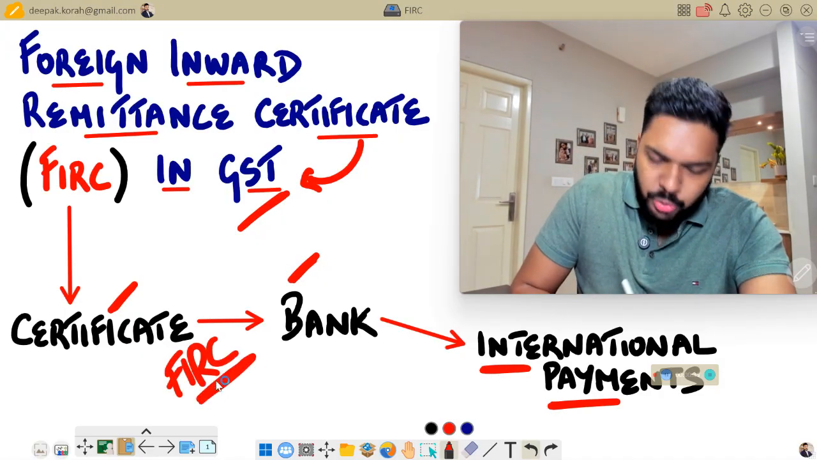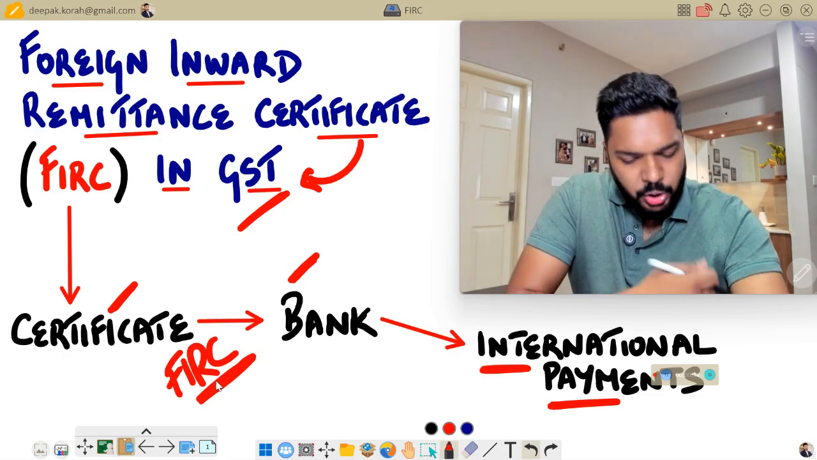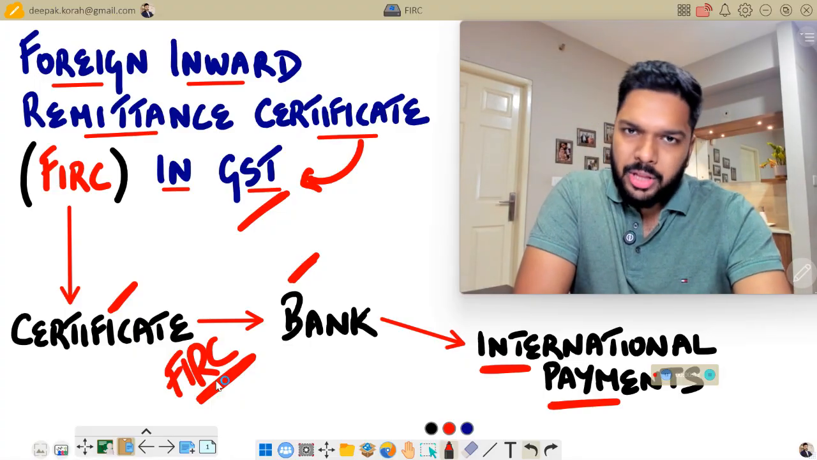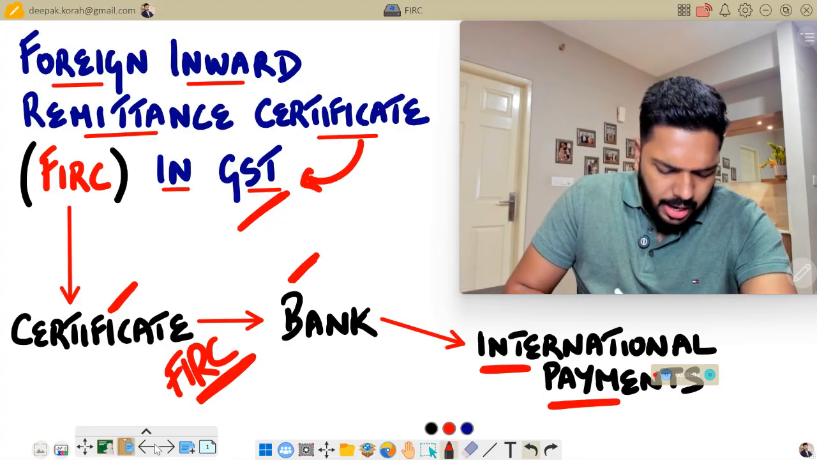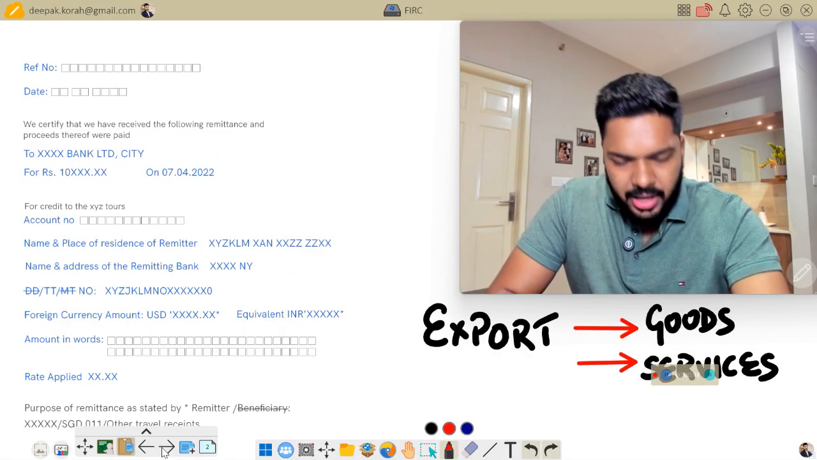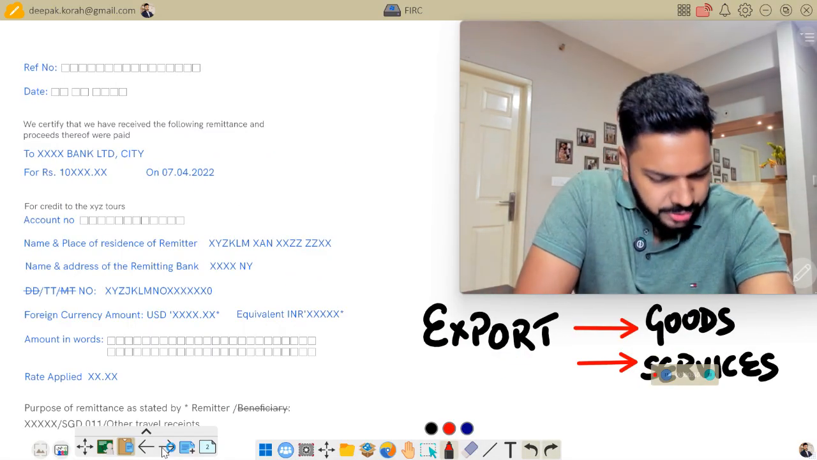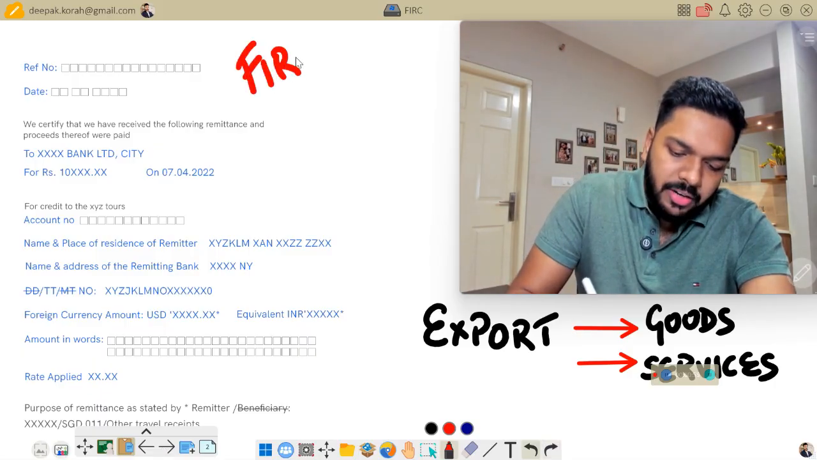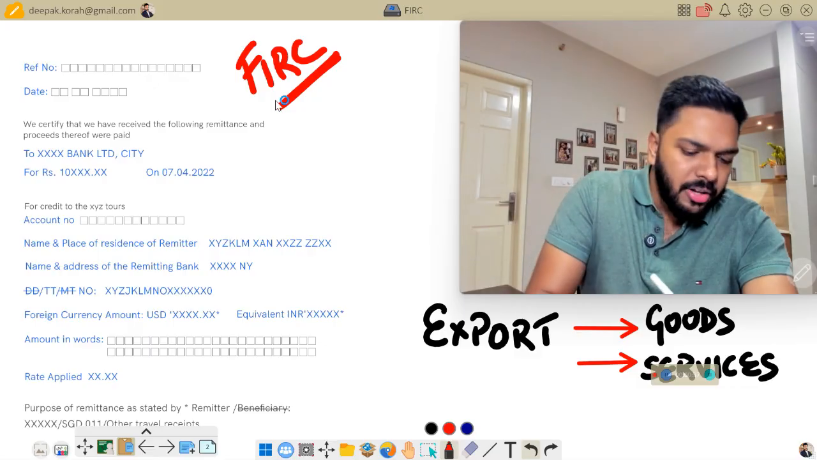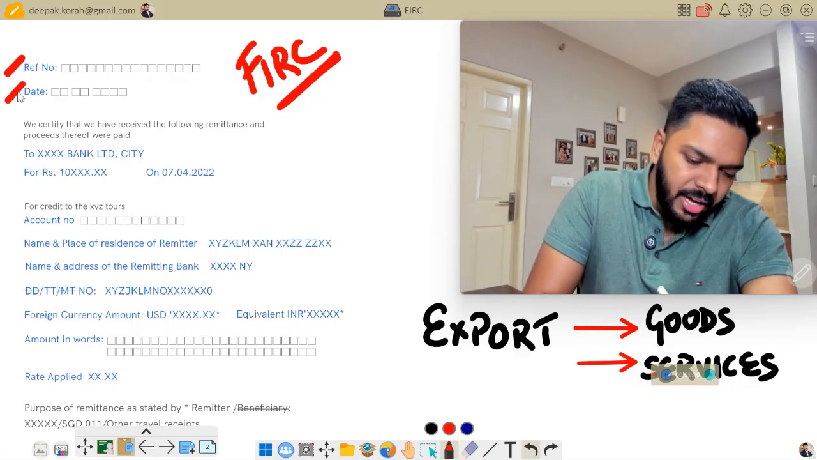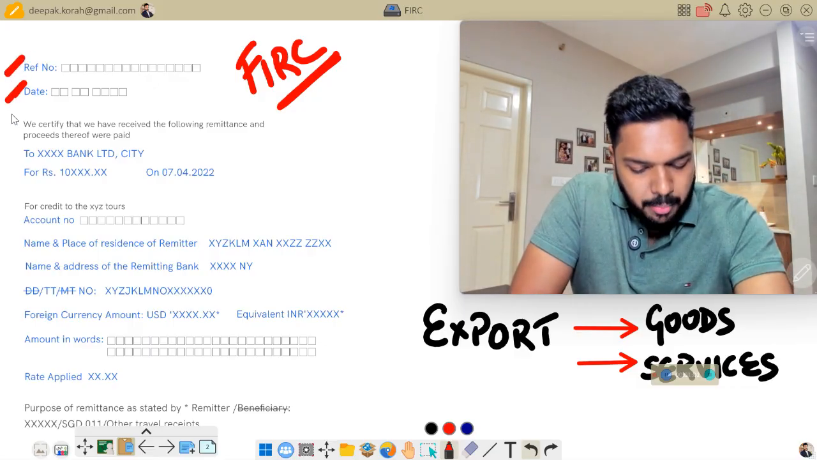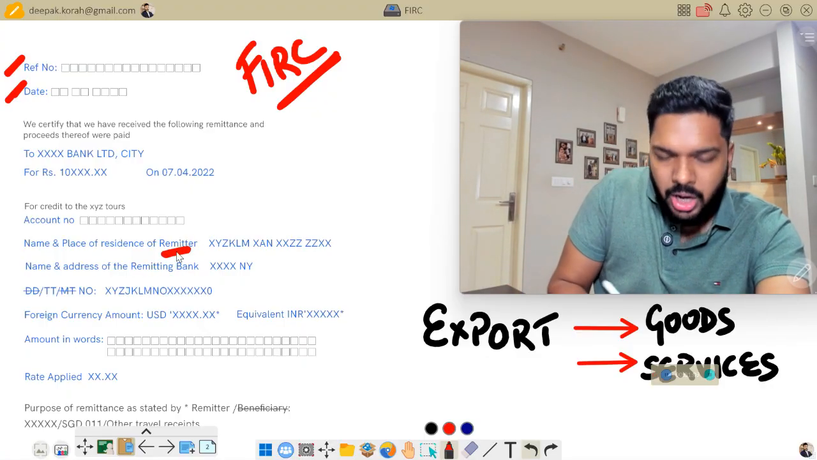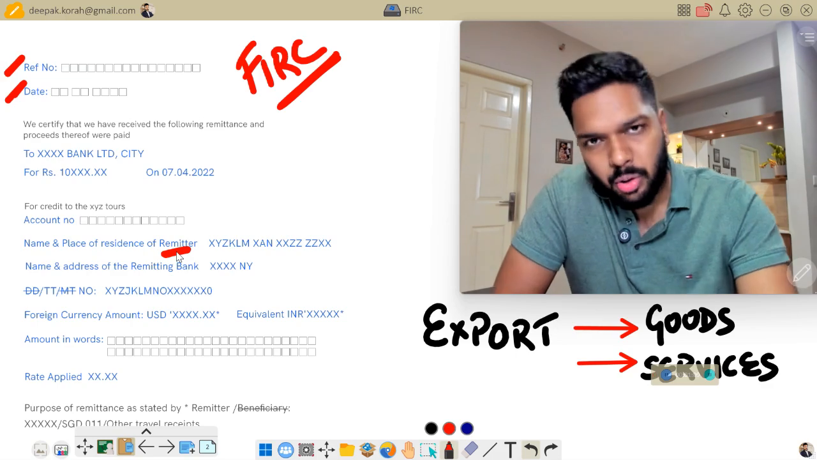Either you can request the bank to issue an FIRC to you when you have inward remittances in foreign currency, or you can go to the bank's portal and download the FIRC by yourself. Now, this is a sample FIRC that I have in front of you, the screenshot of which will enable you to understand what all details generally come in a foreign inward remittance certificate. So you have the reference number, which is called the FIRC number, the FIRC date, the basic detail. But the most important detail here is, of course, the remitter's detail, your customer's detail, the person to whom you're exporting out goods or services.